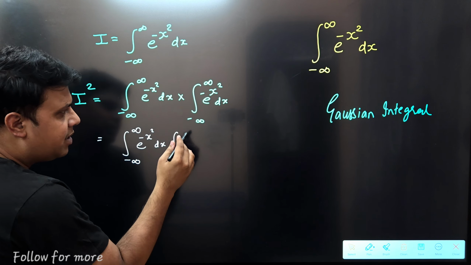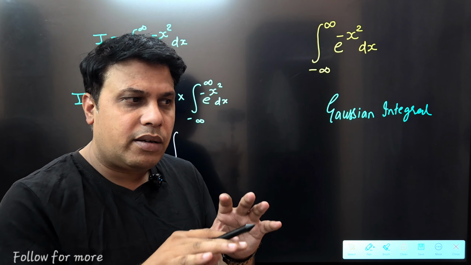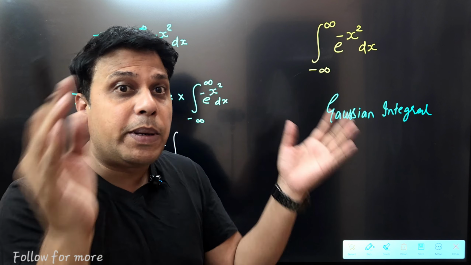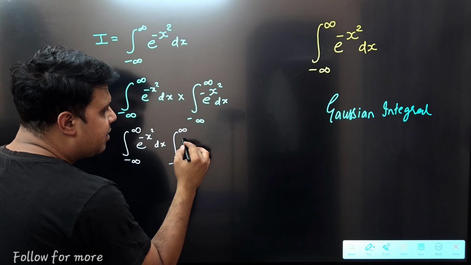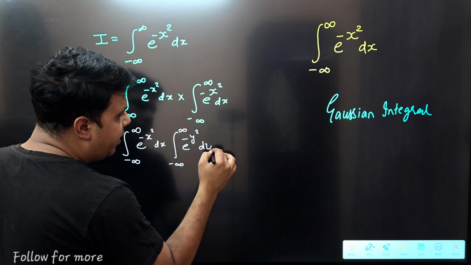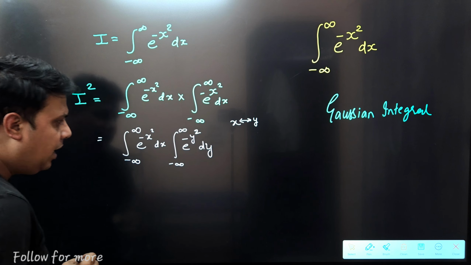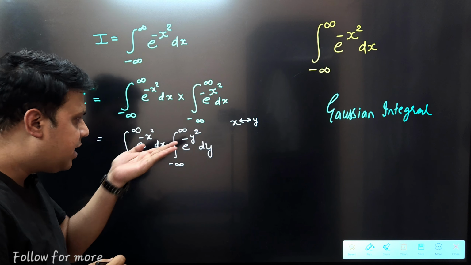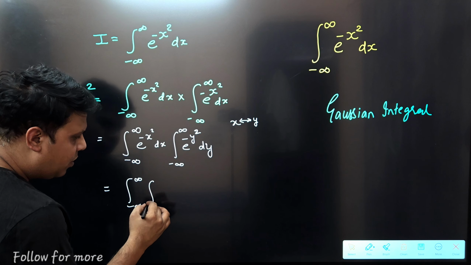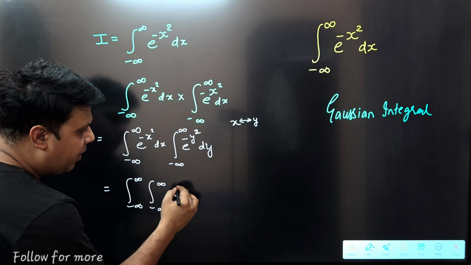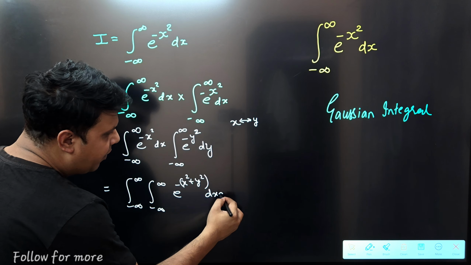and for that I can, because these are real coordinates x and y, I can assume this as a space. So minus infinity to plus infinity, and this is e power minus y square dy, right? So I have replaced x by y. Again, if I just multiply them, because we have the same basis, it is a double integration now. So it is the double integral of e power minus x square plus y square dx dy.